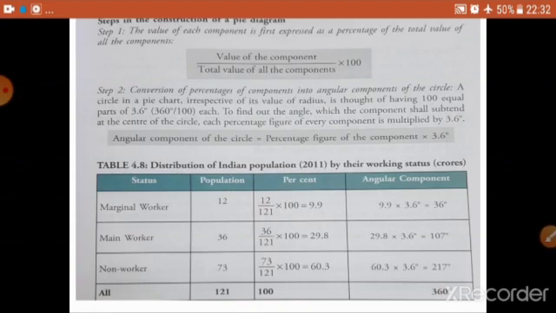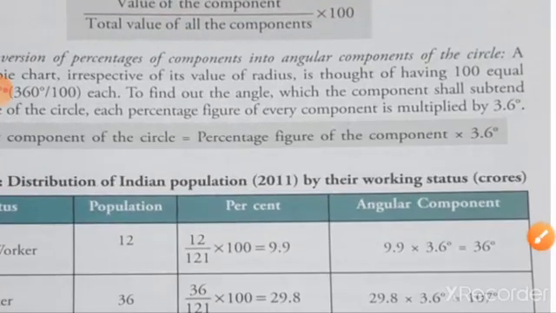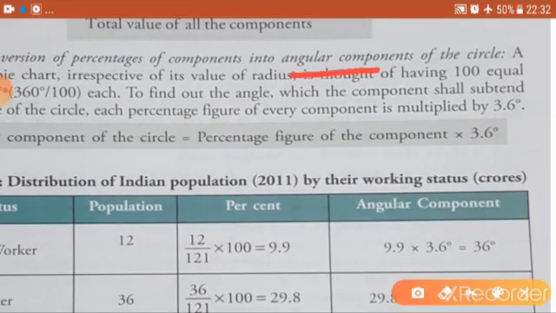The second step, if you see, is conversion of percentages of components into angular components of the circle. So what do we mean here? Angular components of the circle means each and every component we are converting into angles. In a pie chart there should be 100 equal parts. So totally, as a circle, we will have 360 degrees. Clear? We already know that the circle has 360 degrees.